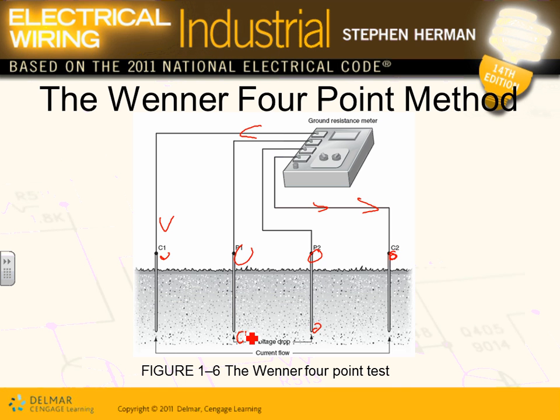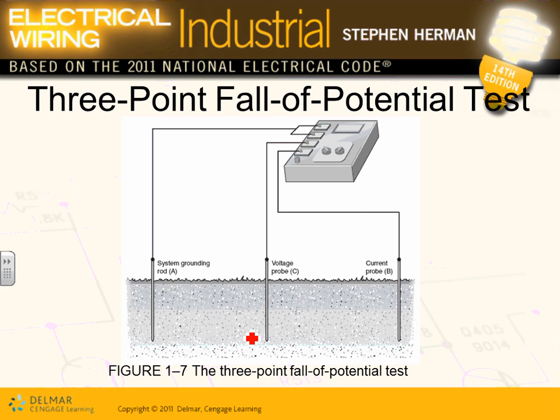So that's the 3 points. There's another one that they do. It's called the 4-point. All what you're looking at, these are all rods. Here's the grounding rod of your system. That's your building. And then what they do, they have another grounding rod right here, and a third grounding rod right here. And then they shoot the current.